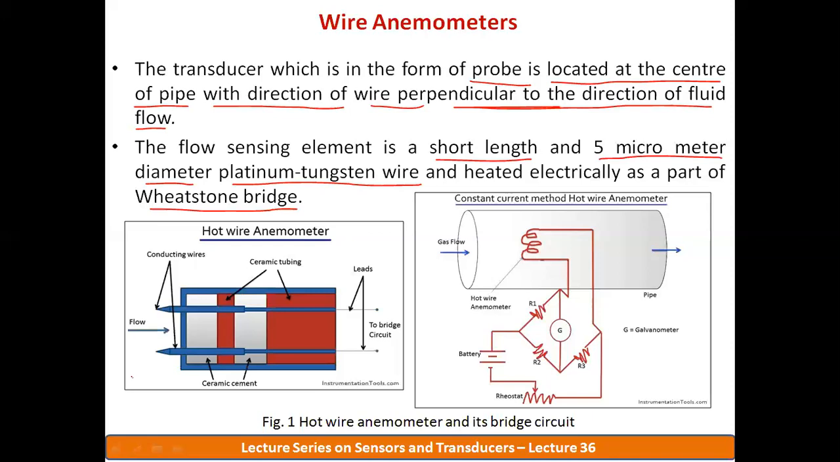So this figure shows the construction diagram of the probe. This part is the conducting wires, which will be placed in the conduit or a pipe. The other end will be connected to leads, and through the leads these conducting wires are connected to the Wheatstone bridge network.